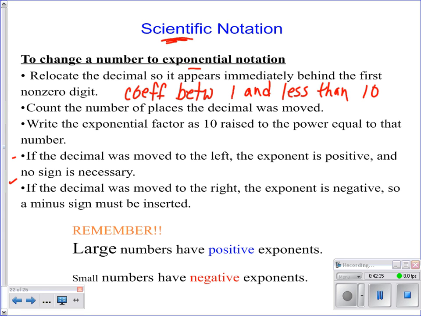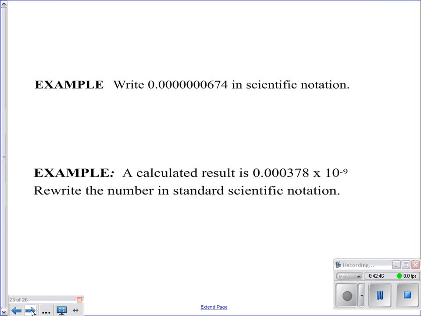In my opinion, the way I think about this is that large numbers have positive exponents and small numbers have negative exponents. So if we wanted to go through this first one where it says to write this in scientific notation, well, my number between 1 and less than 10 is 6.74. And I'm going to say times 10 to the, oh, look at that. Is that a really, really big number or a really, really small number? And it is small. So that means that my 10 raised to a certain power is going to be a negative value.